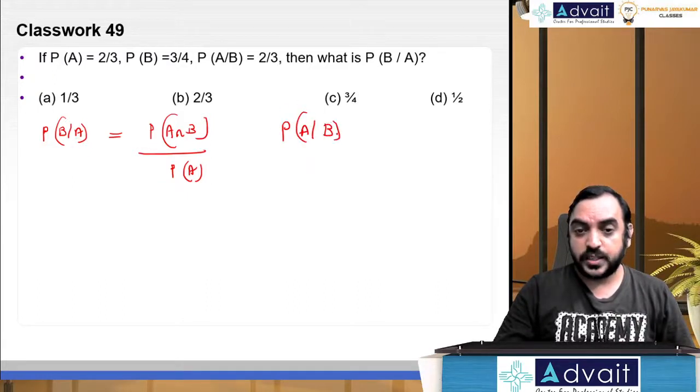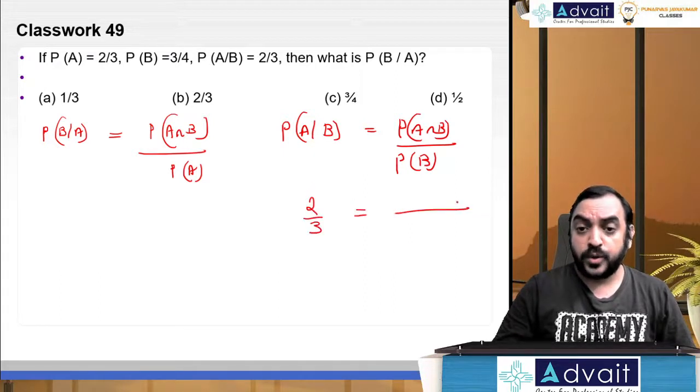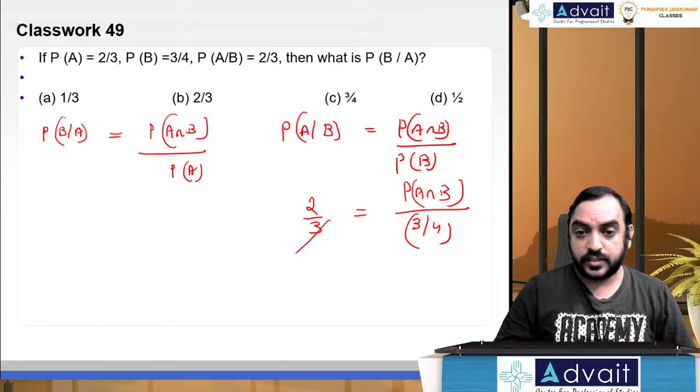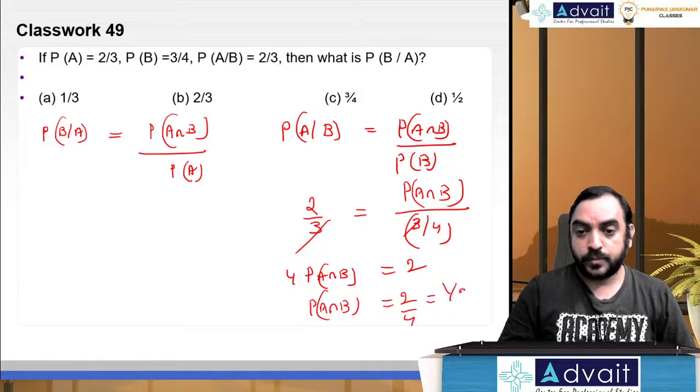Probability of A given B is probability of A intersection B by probability of B. Probability of A given B is given as 2 by 3. Probability of B is given, which is 3 by 4. And probability of A intersection B, I can calculate. So this 3 and 3 get cancelled. This 4 goes to the numerator. So 4 times probability of A intersection B is equal to 2. So probability of A intersection B is 2 by 4 or 1 by 2.